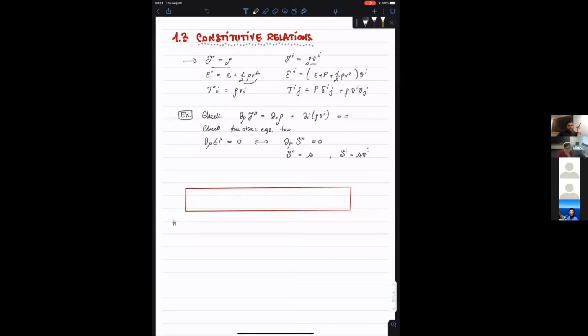So what we learned so far is that hydrodynamics can be recast as an effective theory of conserved quantities. Okay. In fact, we can see this heuristically.